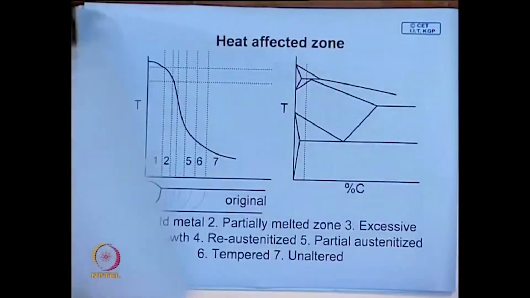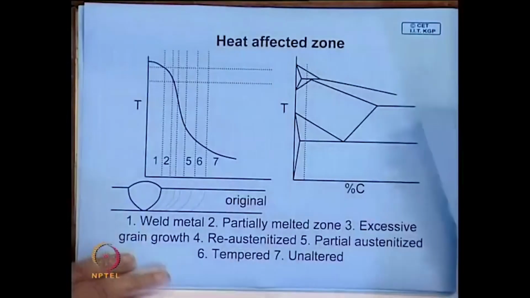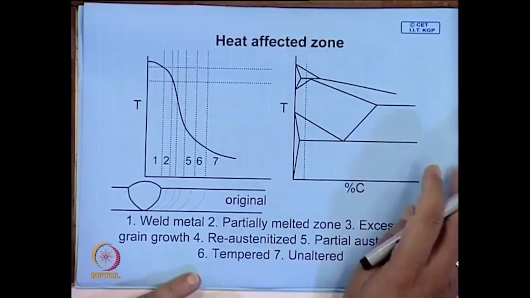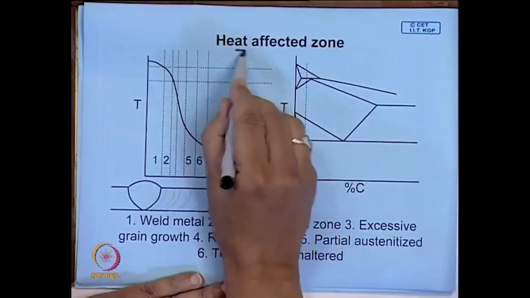So this explains how our knowledge of solidification can be applied to understand the structure that develops in the weld metal. But the properties of a welded structure depend a lot on the zone that surrounds the weld metal, and this zone is known as the heat affected zone. Let us see what changes take place in the heat affected zone.